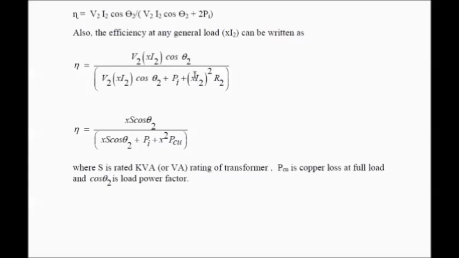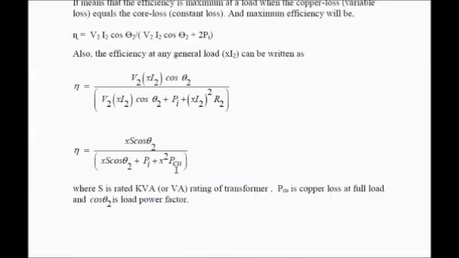So I will get x square I2 square R2. I2 square R2 is P copper loss at full load, and here it is x square. So this is the efficiency for general load, where S is the rated kVA or VA rating of the transformer. Pi is constant, this is core loss. PCU is copper loss at full load or full load copper loss, and cos theta 2 is the load power factor. So this is all about efficiency of transformer.